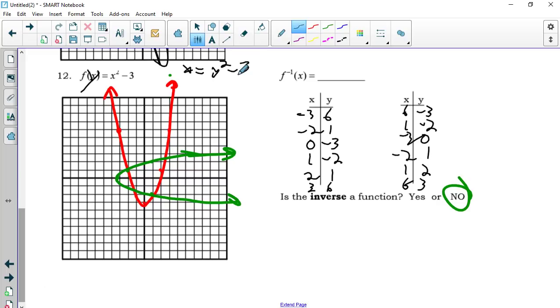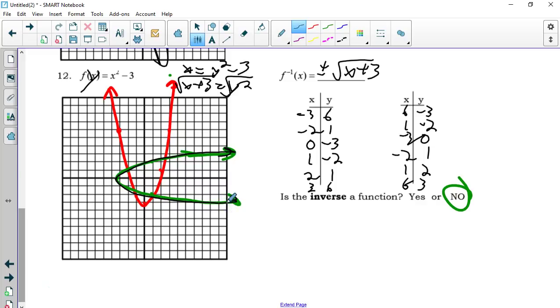Add 3 to both sides. x plus 3 equals y squared. And then to find y, we're just going to square root both sides. Now remember, it's very important though, you must write plus or minus the square root of x plus 3. If you only type in the square root of x plus 3, you would only get this section of the graph. The minus gives you this section down here.